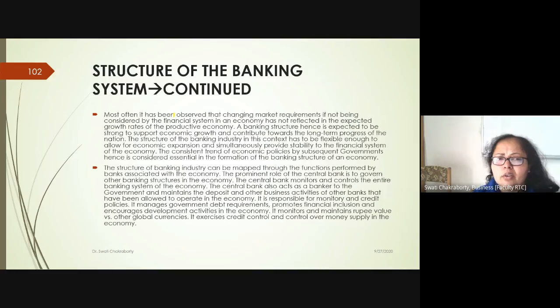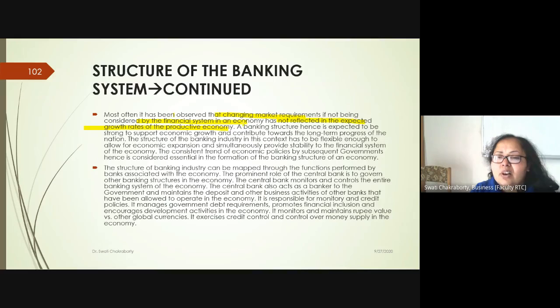And quite often it has been observed that if the changing market requirements are not considered by the financial system of an economy, they are not reflected in the expected growth rates of the productive economy. So if the financial system neglects the market requirements, then it is not taken into consideration when we talk of the growth rates of any productive economy.